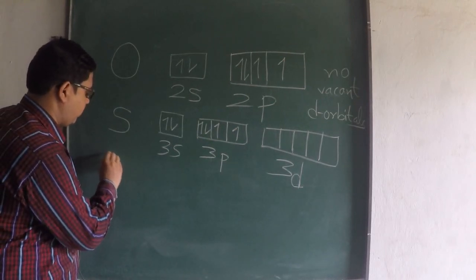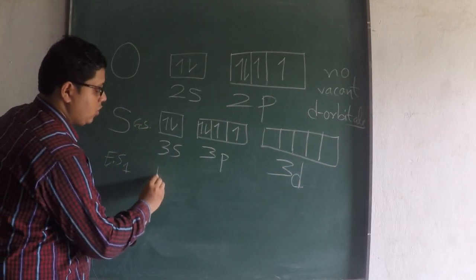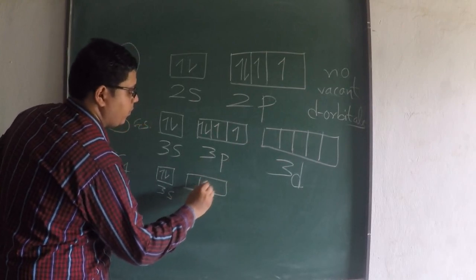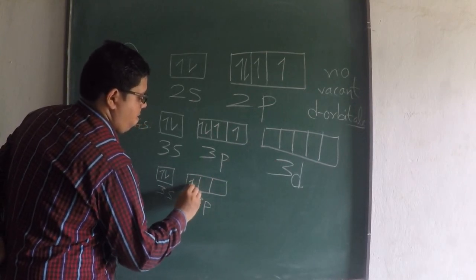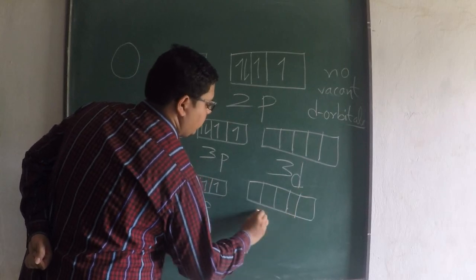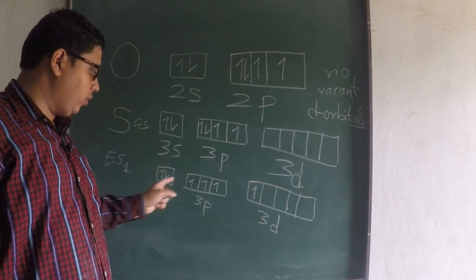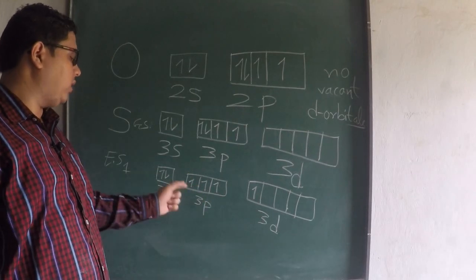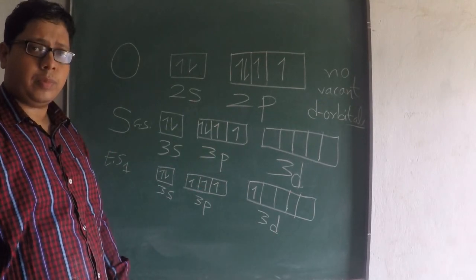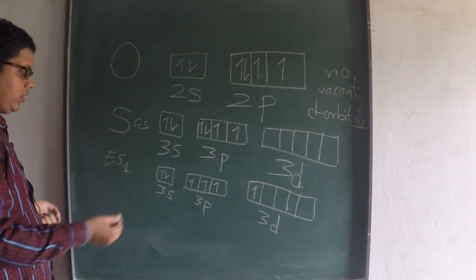This being the ground state, in the first excited state, when we give energy to sulfur, the electrons in 3s will remain, but one of the electrons in 3p will jump to 3d, thus making 4 half-filled orbitals with unpaired electrons which can overlap and form 4 chemical bonds. So it can form 4 bonds.